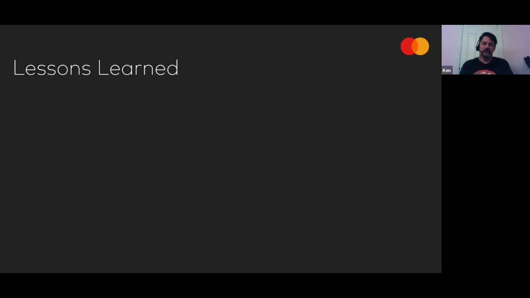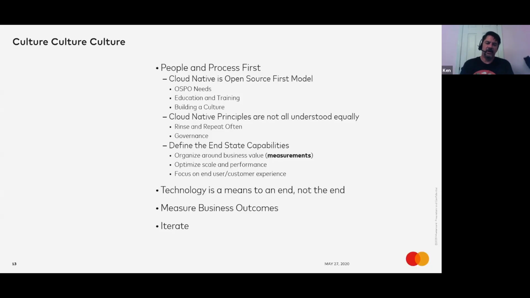So those are the two main parts of today's presentation. Skipping to what we've been learning from our lessons learned standpoint at Mastercard.